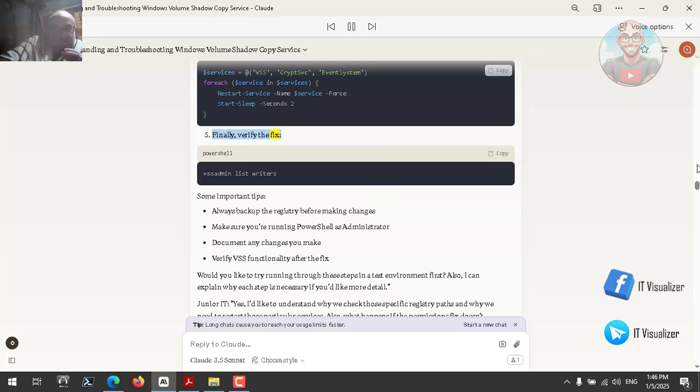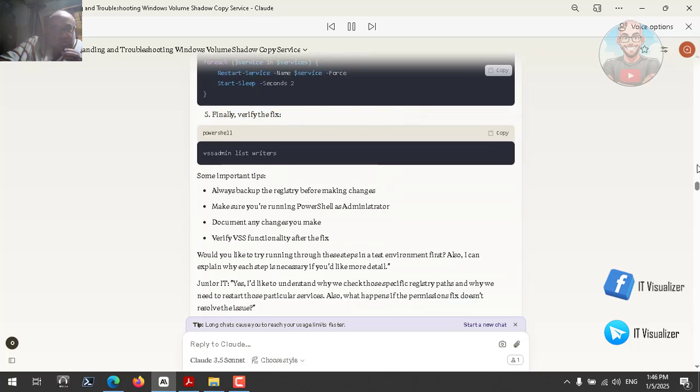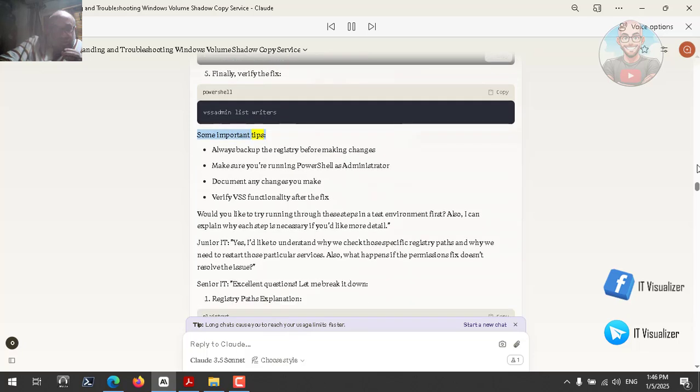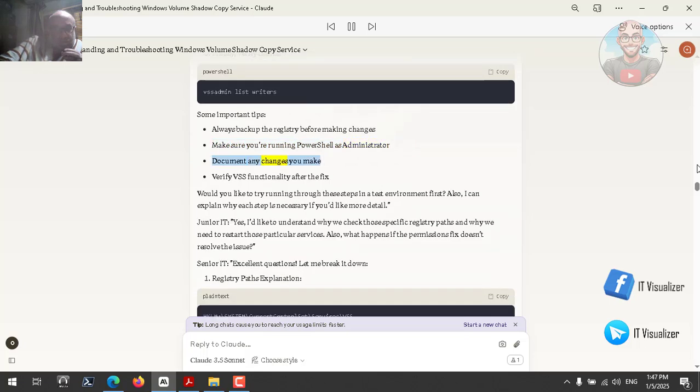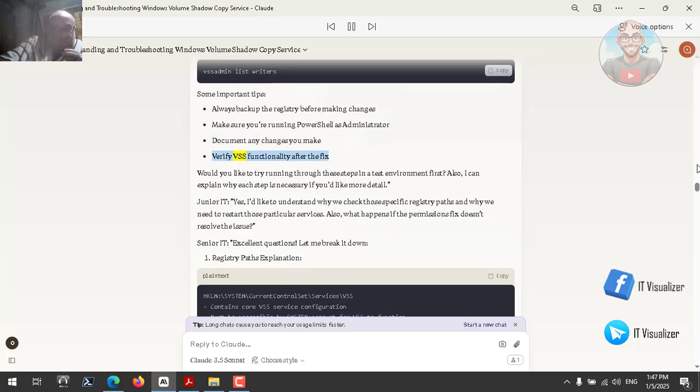Finally, verify the fix. PowerShell. Copy. vssadmin list writers. Some important tips: always back up the registry before making changes. Make sure you're running PowerShell as administrator. Document any changes you make. Verify VSS functionality after the fix.